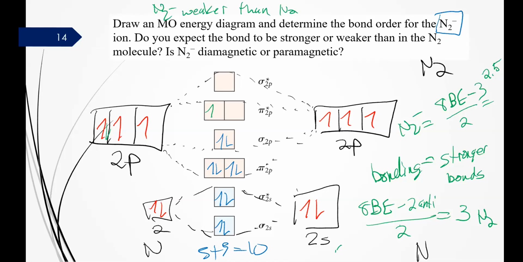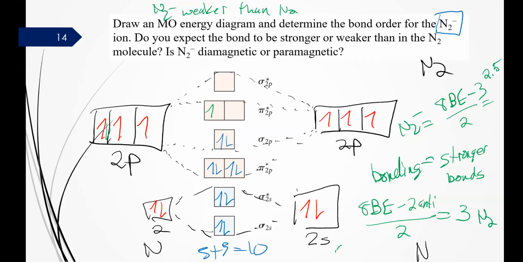And is N2 minus diamagnetic or paramagnetic? So when we're talking about magnetism, what trait are we looking for? How do you tell if something's magnetic or not? Yeah, we can tell by the spin of the electrons. And so what does that mean? We're looking for whether they're paired or not. Paired or unpaired. Very good, right?